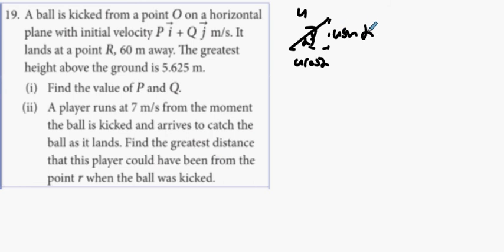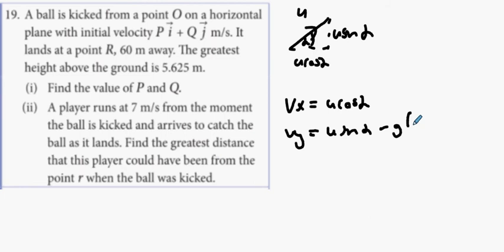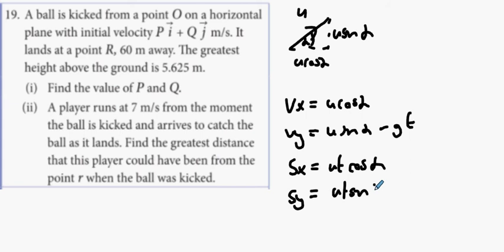All right, we're going to set up our four equations. So we have Px equals simply U cos alpha. Py equals U sin alpha take away GT. Sx will be UT cos alpha. Sy will be UT sin alpha minus a half GT squared.